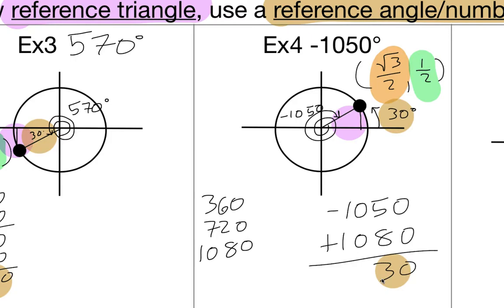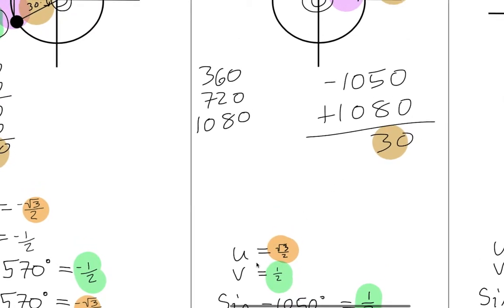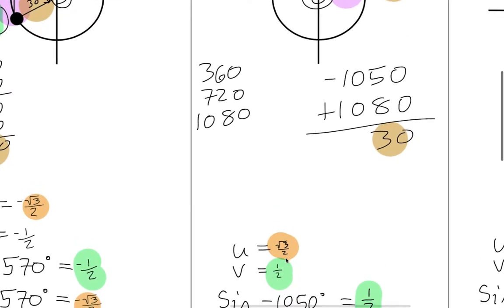positive 30. There are a couple ways you could arrive at an answer of 30, but I think the easiest way is just to add 3 rotations. And you get positive 30. That's why this reference angle is 30. And the reference triangle you draw right here drops, you insert the vertical line, and now you've got a right triangle. This is a 30, 60, 90 triangle, short leg 1/2, long leg square root of 3/2. That's what U and V are going to be. Those are the coordinates, and it's orange and green.